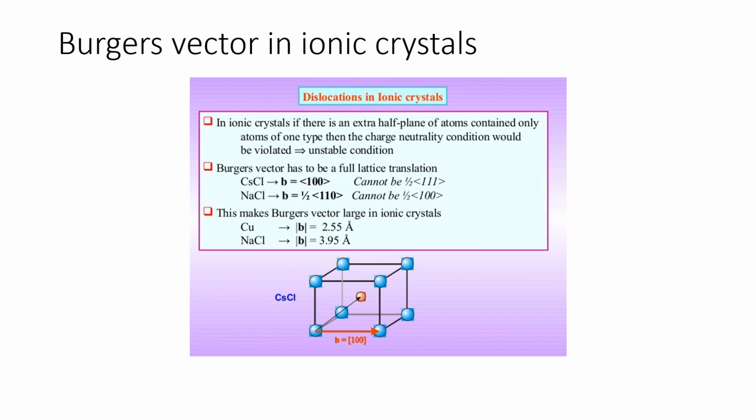So this restriction in ionic crystals tends to make the Burger vector large. What restriction is that? The restriction is that dislocation cannot introduce any extra charges, or charge neutrality has to be maintained. So for example, in the FCC crystal of copper, the Burgers vector is 2.55 angstrom. But in the case of sodium chloride, it is larger than that. Sodium chloride is an ionic crystal. It has 3.95 angstrom.